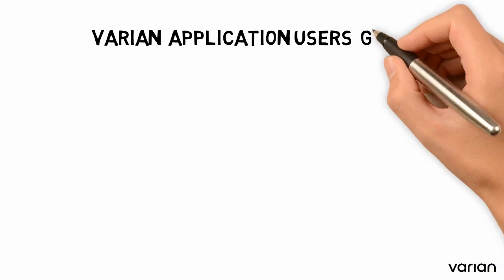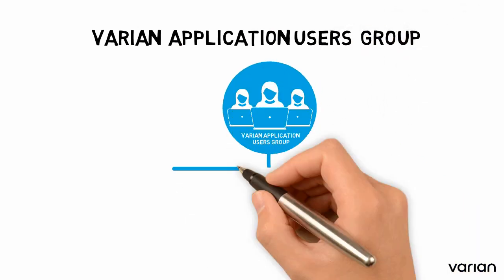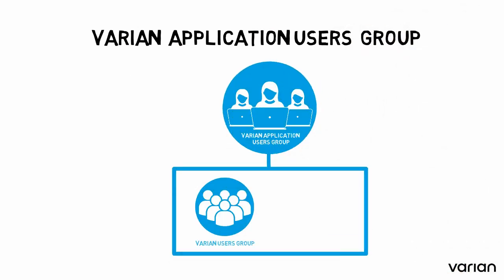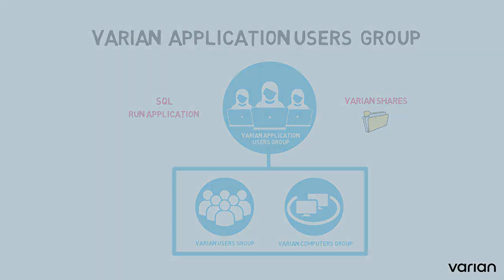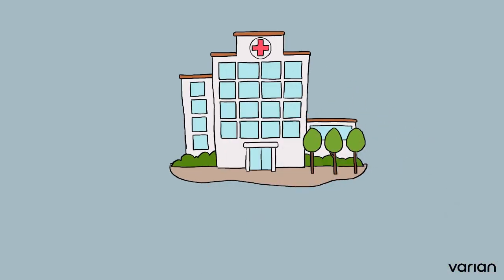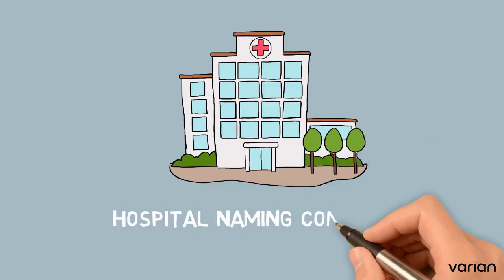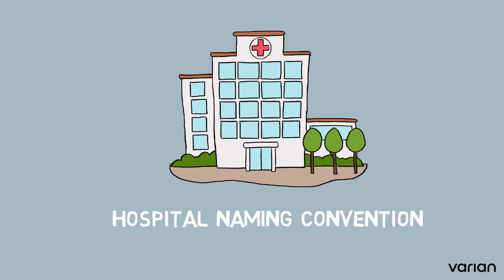The Varian application users group contains the Varian users group and the Varian computers group. The Varian application users group will be used to configure all the permissions so that both groups have access to SQL, run the application, and access Varian shares for images and documents. The Varian users and their group names can be modified to comply with the hospital naming convention. Varian will need to know what the name of the group is, so it can be installed that way, with the exception of the Varian LINAC user.